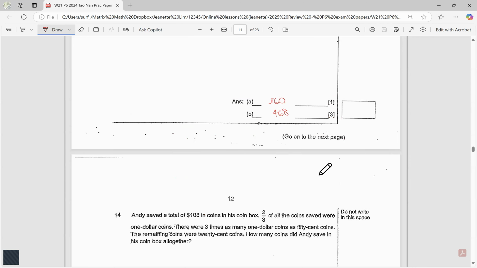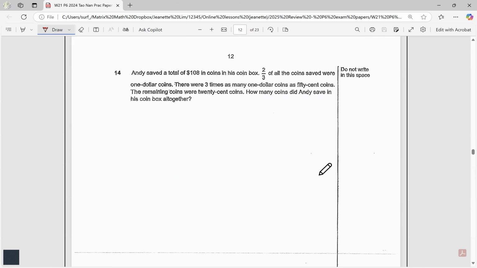All right, question 14. Andy saved a total of $108 in coins in his coin box. 2/3 of all the coins saved were $1 coins. There were 3 times as many $1 coins as 50-cent coins, remaining 20-cent coins. How many coins did he save in his coin box altogether?